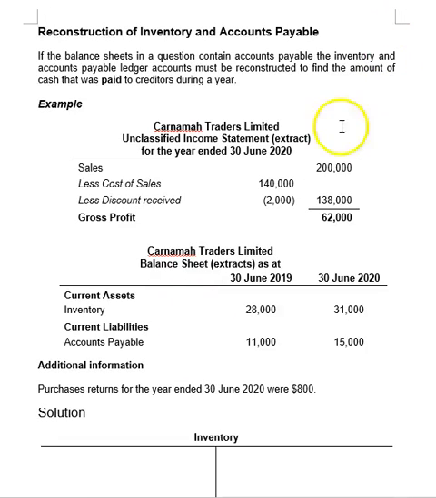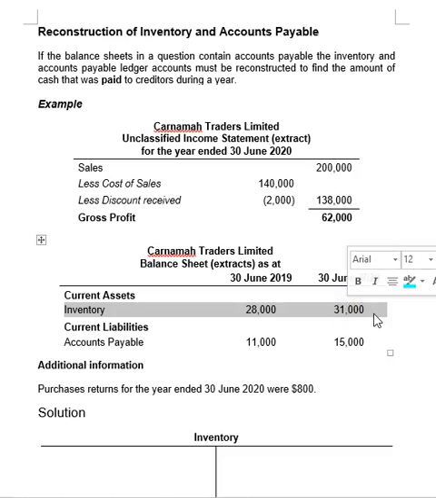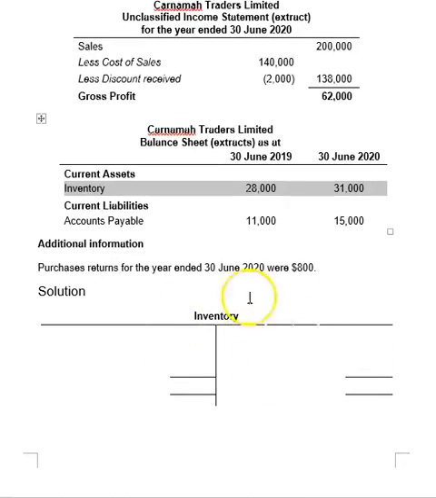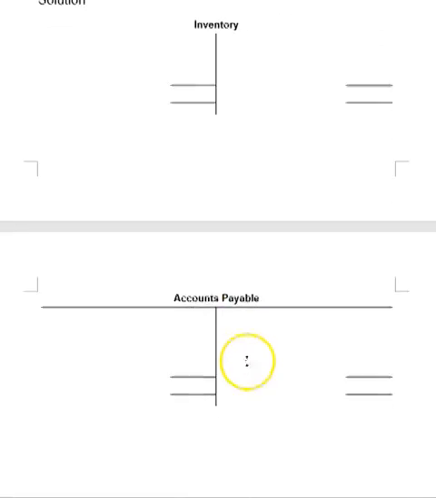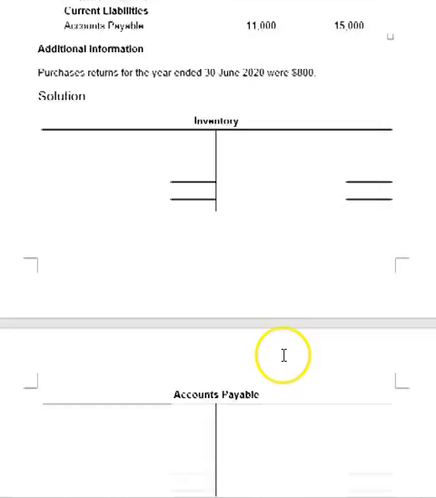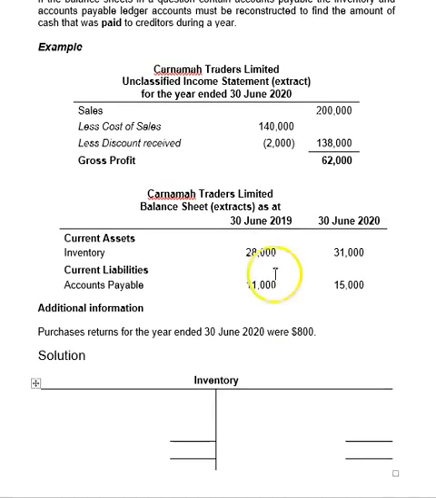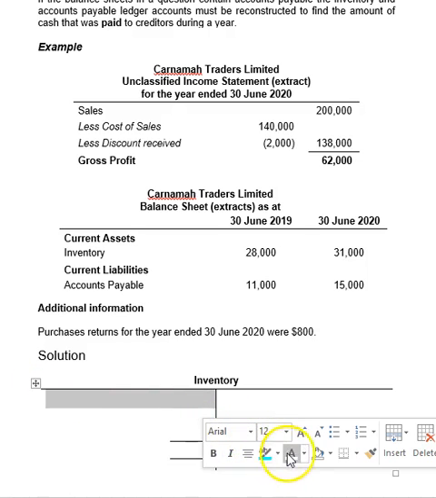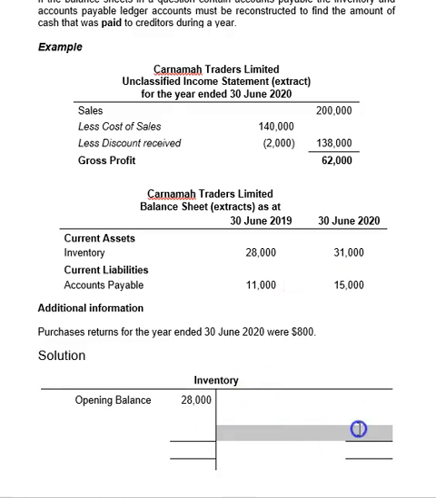Okay, so we have our inventory account over here, which we need to reconstruct first. First of all, we need to reconstruct the inventory account first, then only we reconstruct the accounts payable account. Under the inventory account, you have balance BD and balance CD. So the first thing that you need to do is to put in your opening and closing balance. Your opening balance is 28,000 and your closing balance is 31,000. So this is the first step.